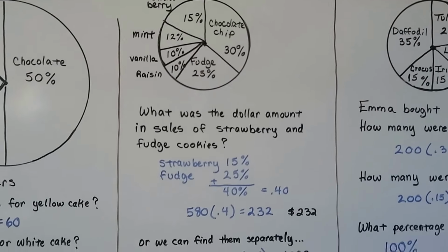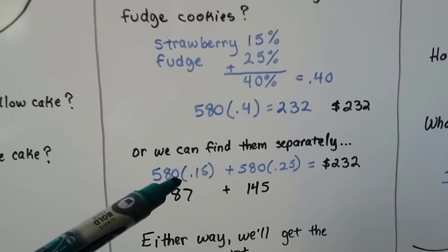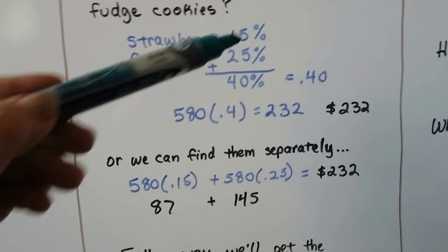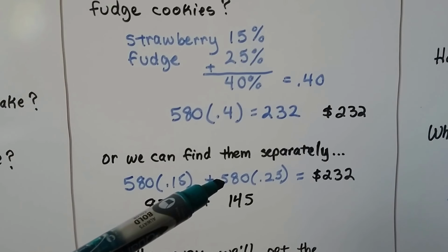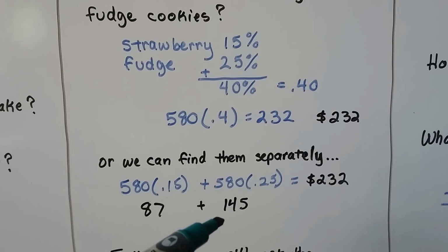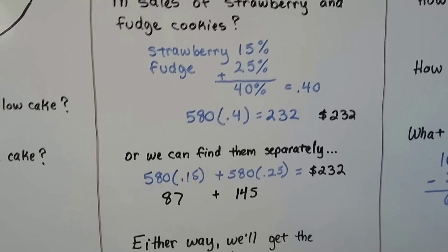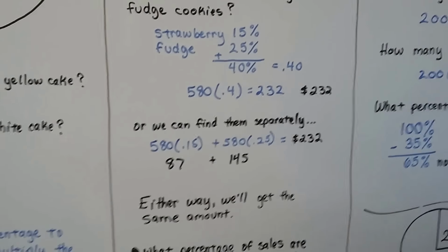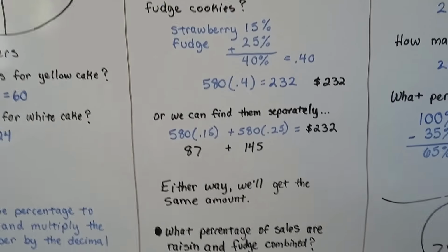See? We can even find them separately. We could do the 580 total sales times 0.15 for that 15%. We get $87. And we do 580 times 0.25 for the fudge and get 145, and we can add them together to get 232. Either way, we get the same amount. Personally, I think it's easier to add the percentages together and just multiply one time.